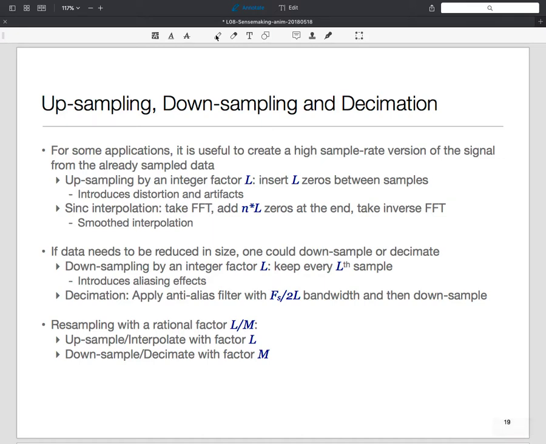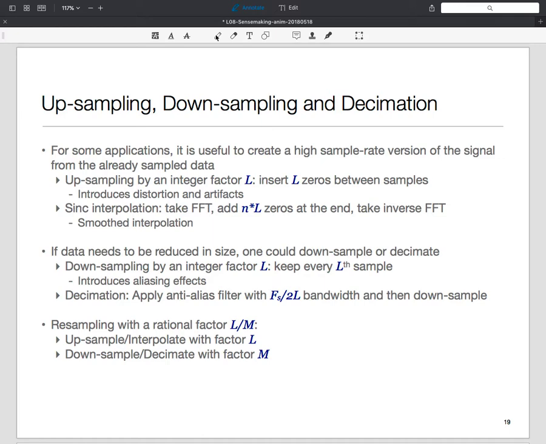Another set of terminology that is often useful to have is upsampling, downsampling, and decimation. So what happens is the following: upsampling refers to the case where I have a signal which was sampled at one particular rate, and now I want to give you the signal as if it was sampled at a higher rate. Now that should always be possible, because if I was successfully able to sample a signal at a lower rate, then of course I can certainly sample it at a higher rate.